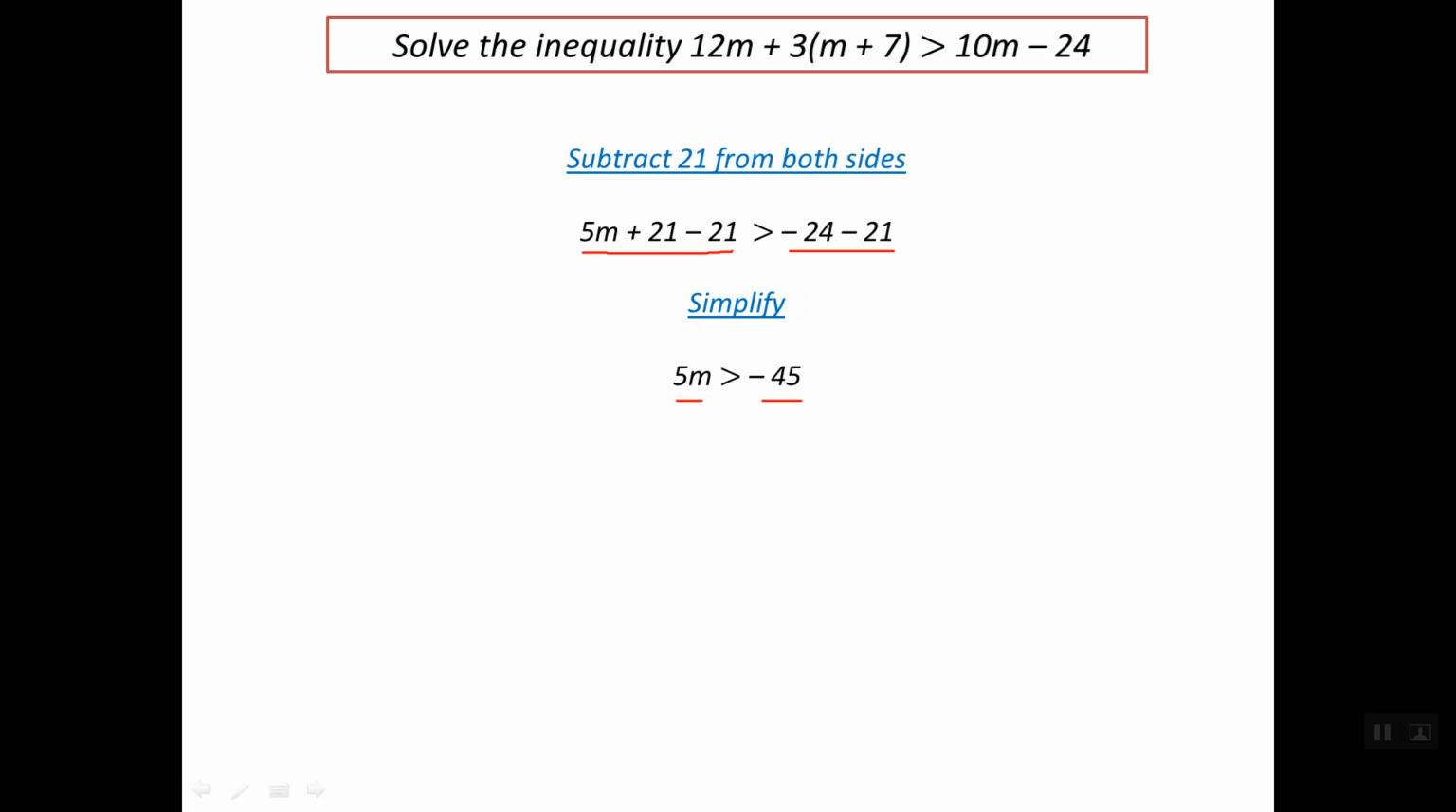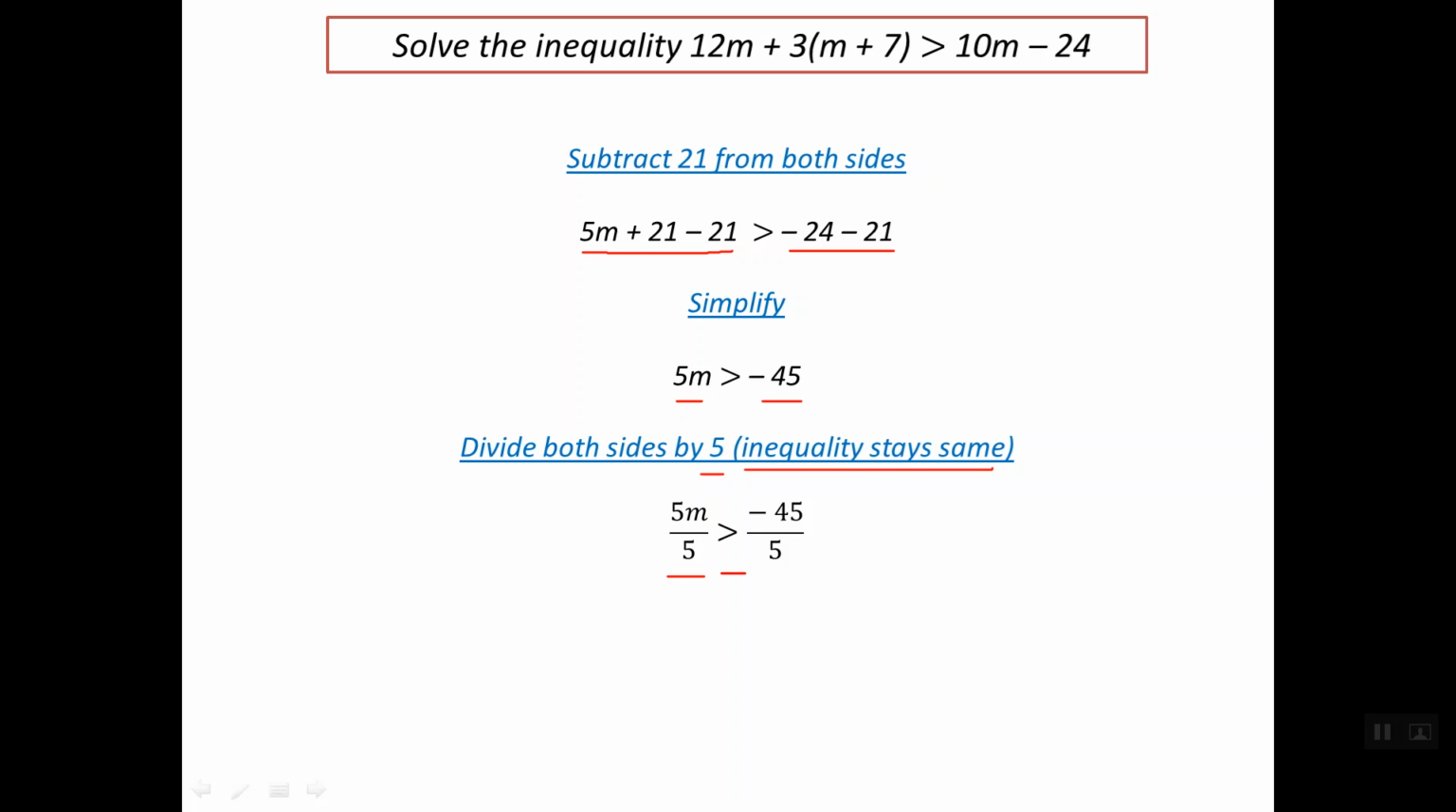See that the coefficient of m is 5. We need to convert it to become 1. So we simply divide both sides by 5. And see, because we divide by a positive number, the inequality stays the same. So the left side becomes 5m divided by 5, and the inequality stays the same. And for the right side, we have minus 45 divided by 5. We can simplify. For the left side, we have only the variable m. And for the right side, we have minus 45 divided by 5, which is minus 9.